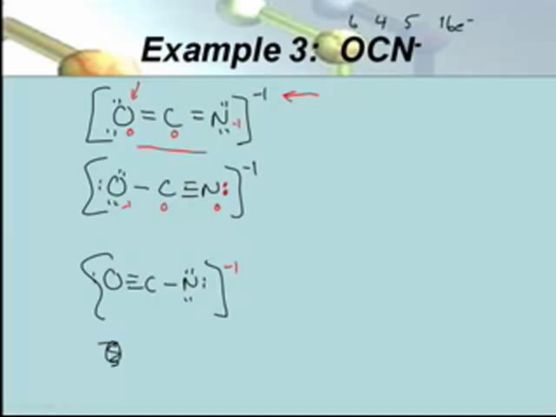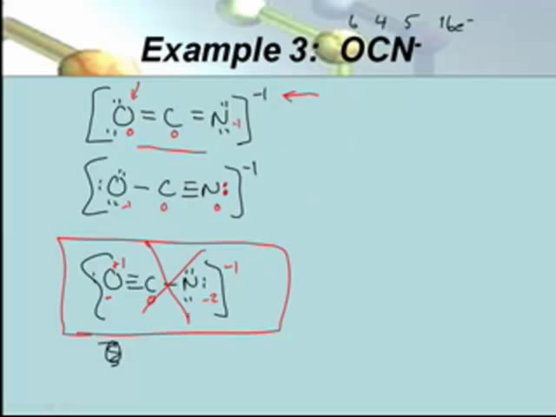How about this one? For the oxygen, 6 minus 5, so that would be positive 1. The carbon would be 4 minus 4, which is 0. And this would be 5 minus 7, negative 2. Still adds up to minus 1, but not everybody is close to zero. This structure is really bad. So this one is our invalid structure.